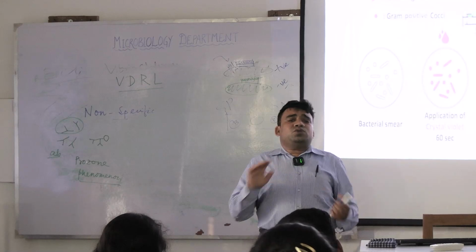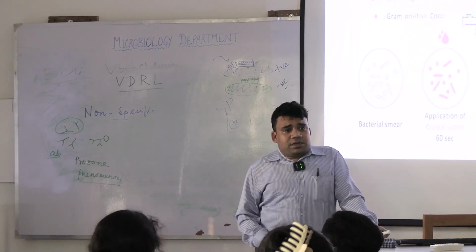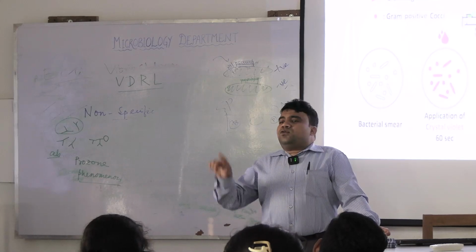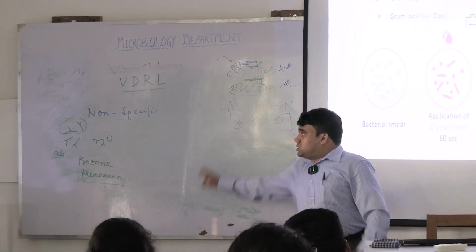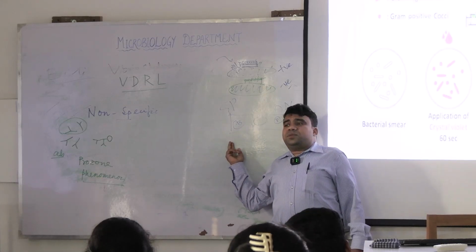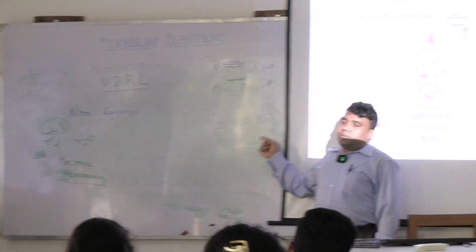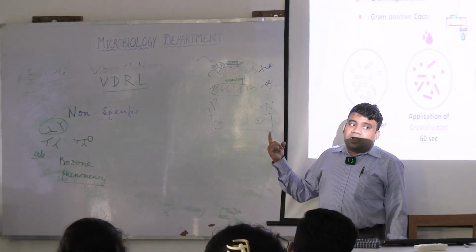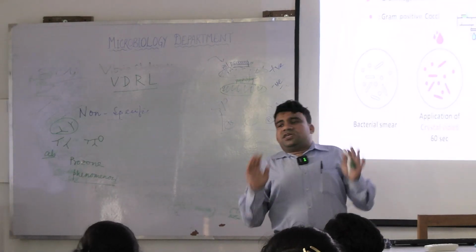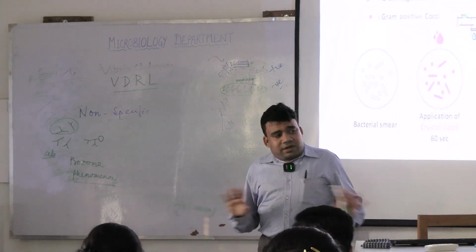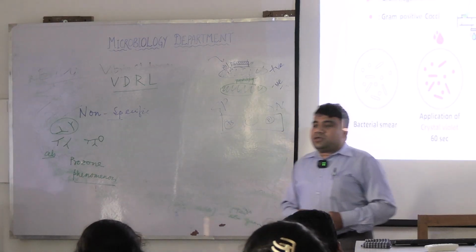This is the reason why you need to understand the concept of over-decolorization or under-decolorization. If your staining methodology is wrong and you have over-decolorized, the control gram positive will also appear as gram negative. If you have under-decolorized, your control gram negative will appear as gram positive. If your control is showing properly gram positive and gram negative, that means your staining methodology is correct. Understood? Okay then. Now coming back to the question.